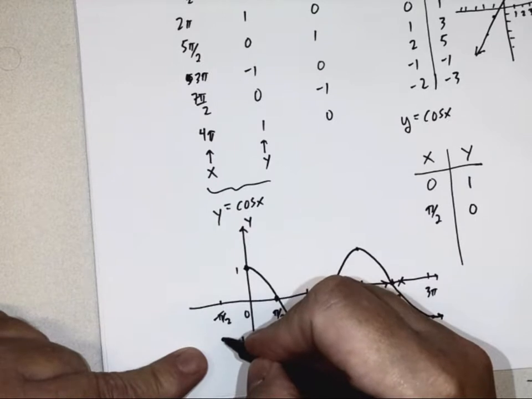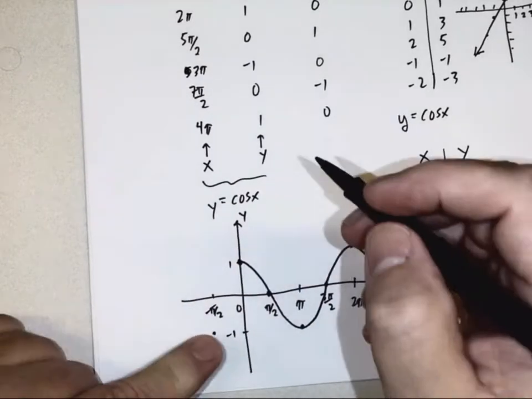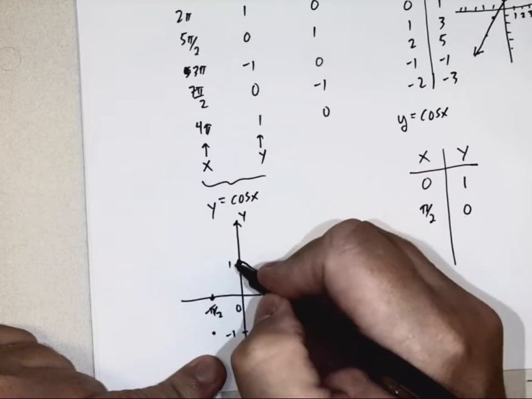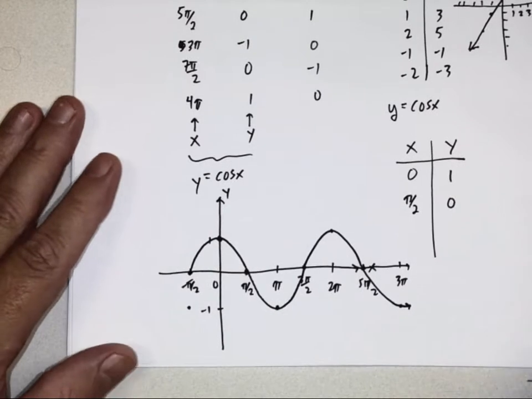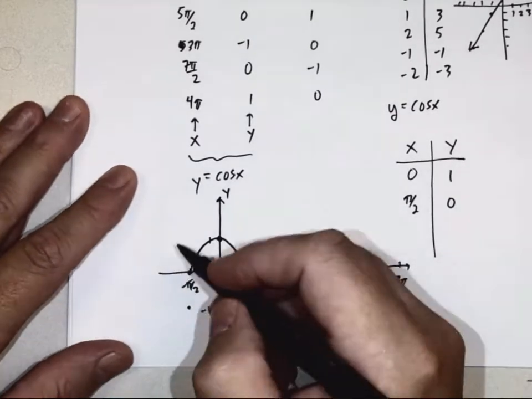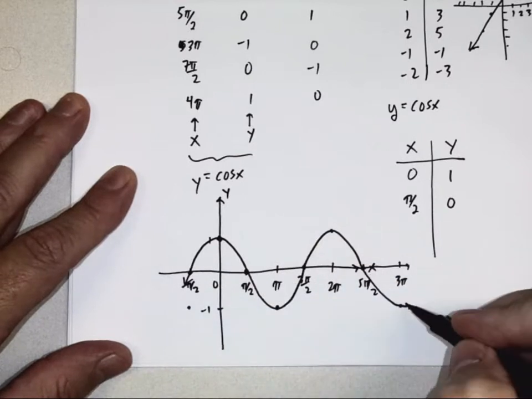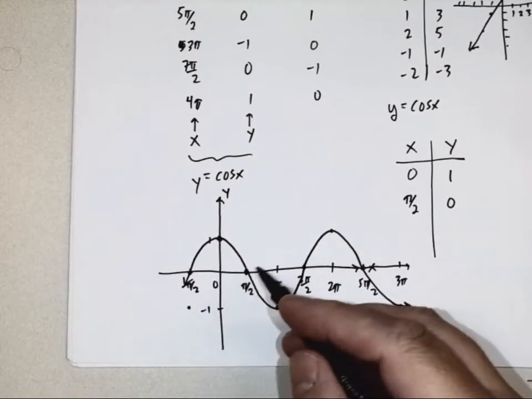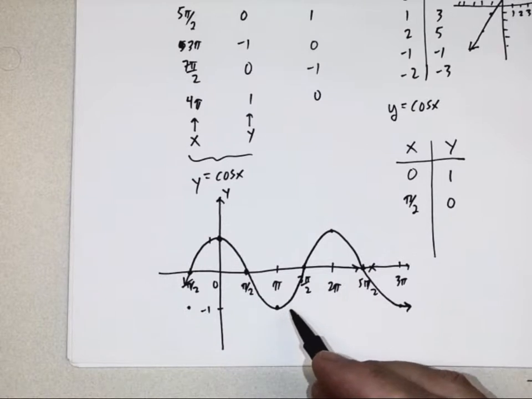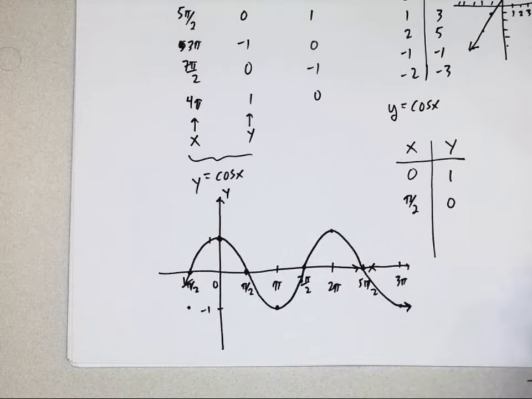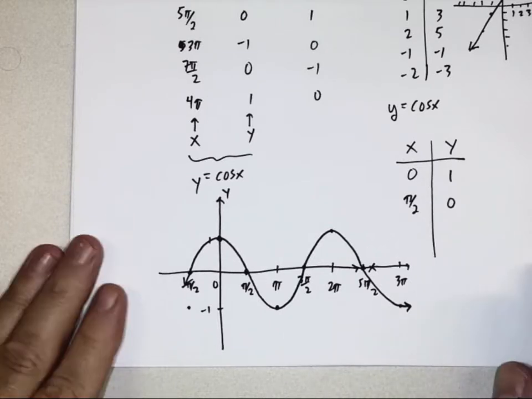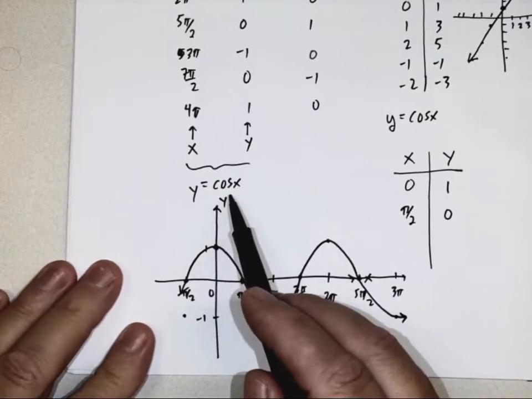Oops, I think this is wrong. Negative pi over 2, the cosine is 0. So you know what happens? And this goes on forever, and this goes on forever. They call it a wave. As a matter of fact, it's called a sinusoidal wave, where it just goes continually up and down the same distance. It just goes on forever. This is what you get when you graph the cosine function.